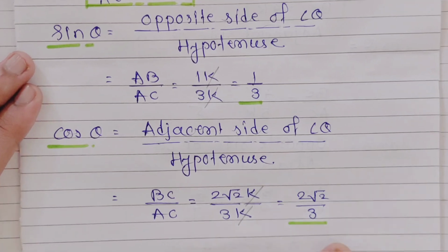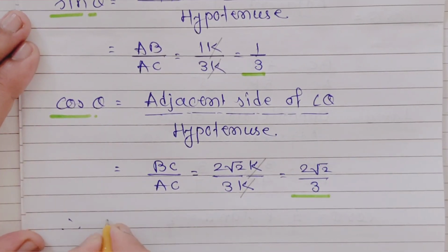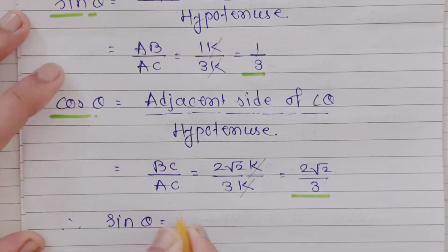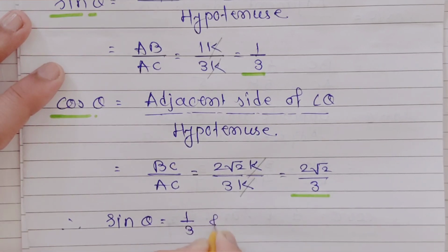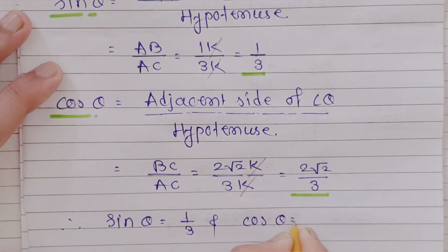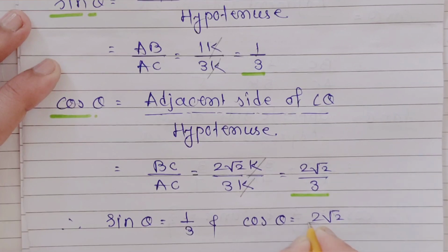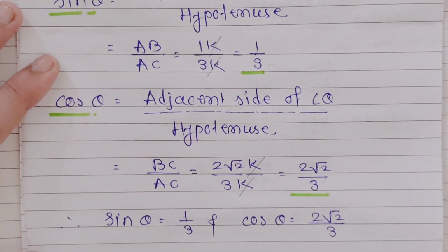So therefore we can write sin theta is equal to 1 upon 3 and cos theta is equal to 2 root 2 upon 3. Is it clear? It is our answer.